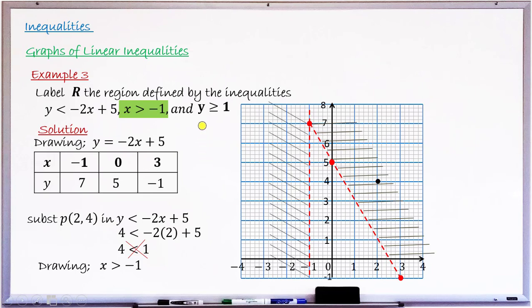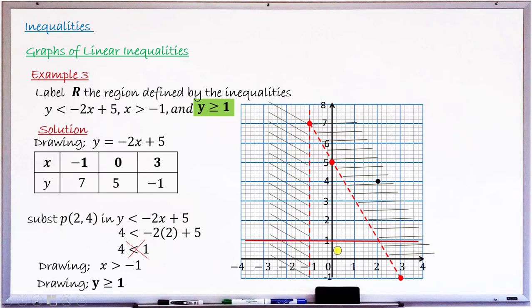So I'll move to the last inequality, y greater than or equal to 1. So I'll move to my y-axis, locate the value 1. I will now draw a line to pass through that y-axis at 1, and that line will be parallel to the x-axis. And that line is going to be a solid line because the inequality is greater than or equal to. Let me do that. So I'm going to have this as my solid line that crosses the y-axis at 1.